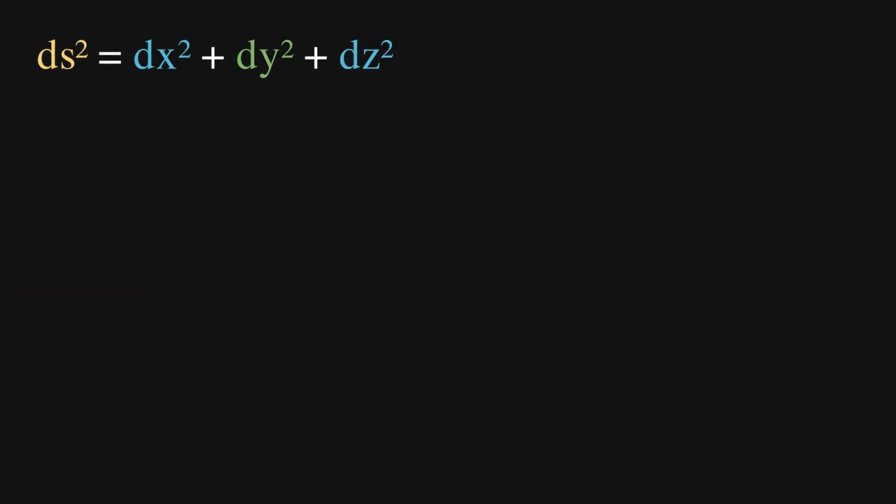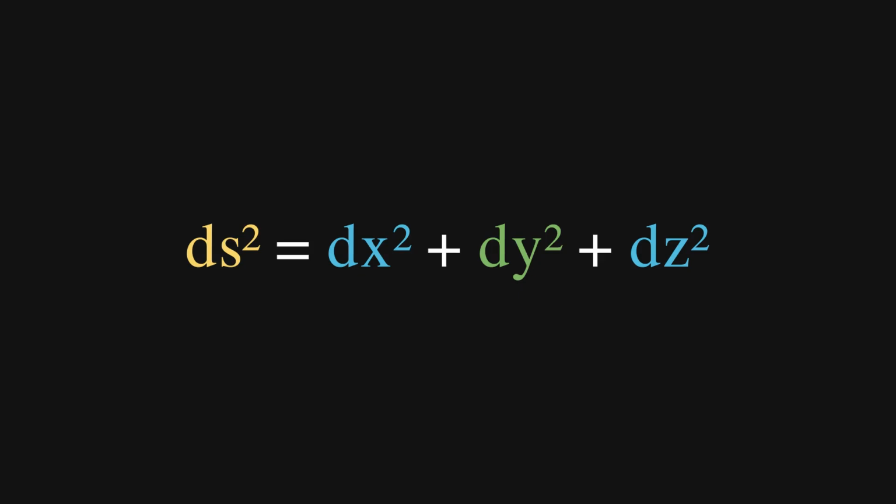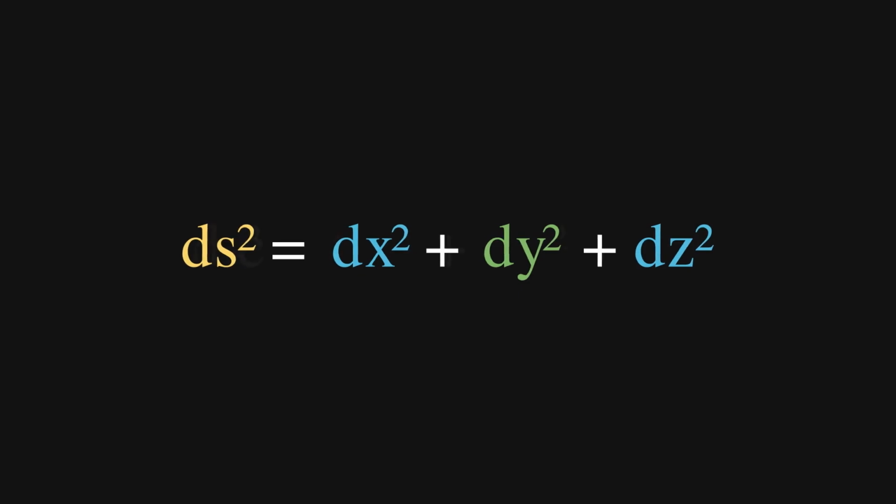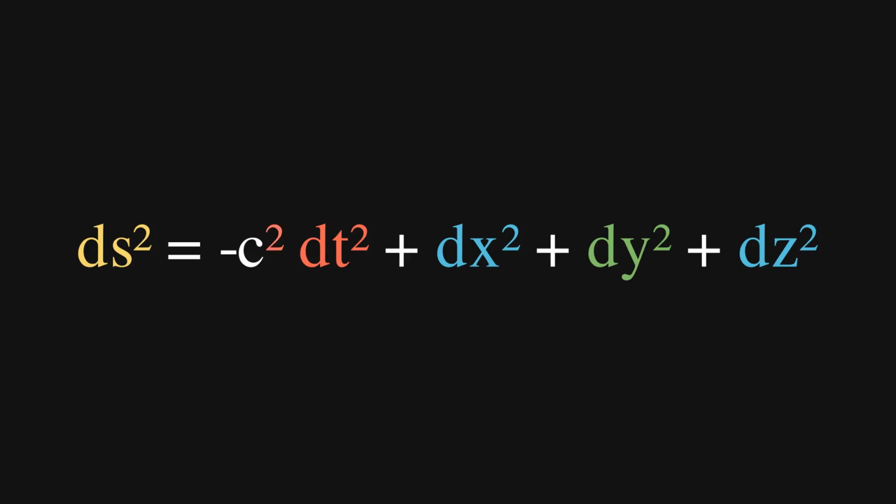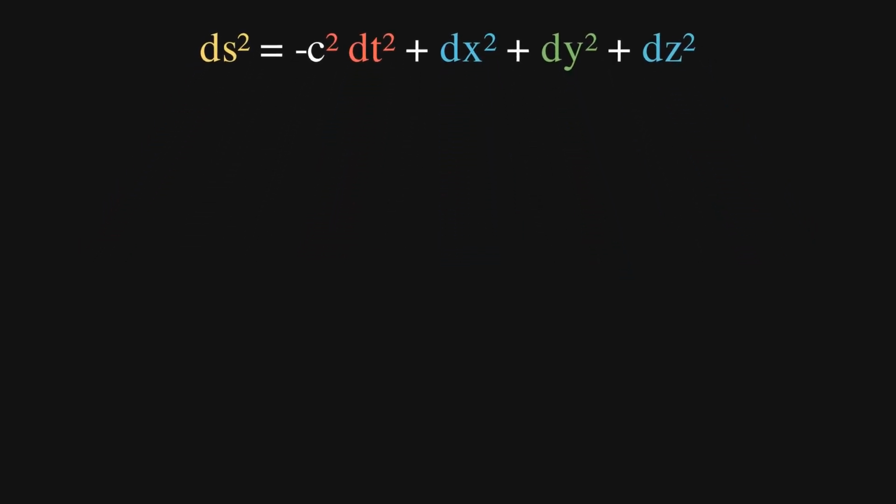But our universe is a four-dimensional spacetime. To measure the true distance between two events, we have to add time into the mix. But time behaves fundamentally differently than space. In the math, this shows up as a crucial, universe-defining minus sign, minus c squared dt squared. This equation right here is the Minkowski metric, the ultimate rule for perfectly flat, empty spacetime.